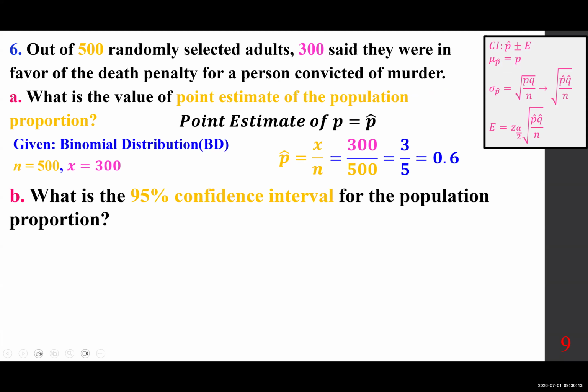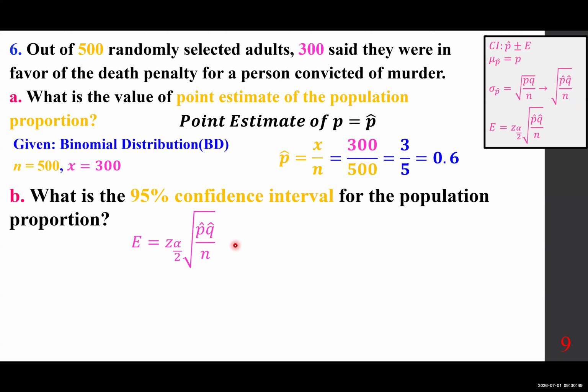So the confidence interval is similar to the confidence interval for the mean, which was x bar plus minus E. This is p hat plus minus E. That's where we begin, where mu of p hat is p, sigma of p hat is square root of pq over n. When we don't have that, we use square root of p hat q hat over n, and then E becomes z alpha over 2 square root of p hat q hat over n. So for the 95% confidence interval, it is z alpha over 2 square root of p hat q hat over n.